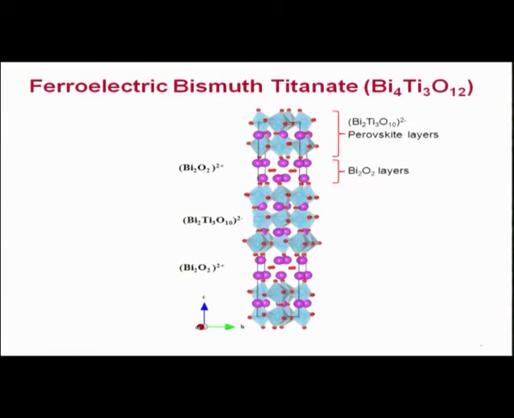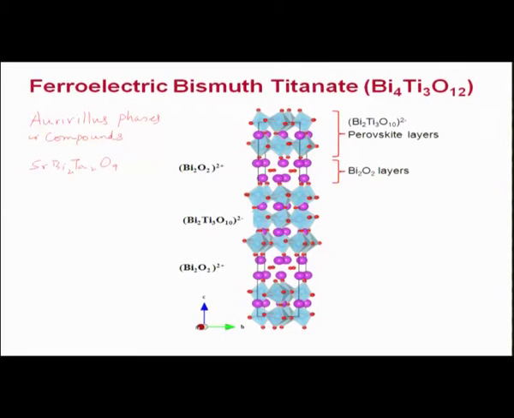Now the third structure in this category that we will talk about is ferroelectric bismuth titanate. This is a ferroelectric compound, Bi4Ti3O12. This is not a perovskite structure, but it does contain perovskite units. Now this belongs to a family of what we call Aurivillius compounds, or Aurivillius phases. So you have bismuth titanate, you have strontium bismuth tantalate, SrBi2Ta2O9, and some other oxides which belong to this category. These are mostly bismuth containing compounds.